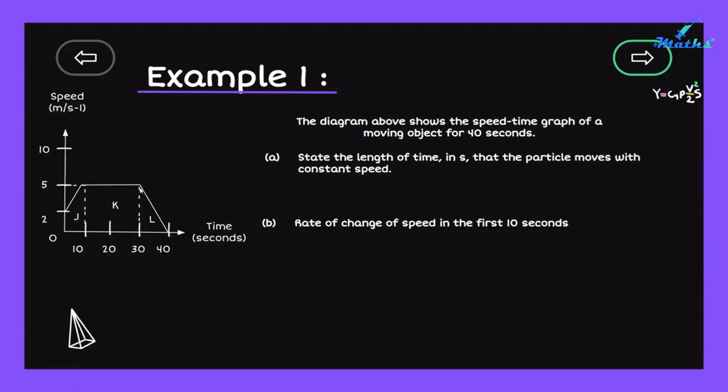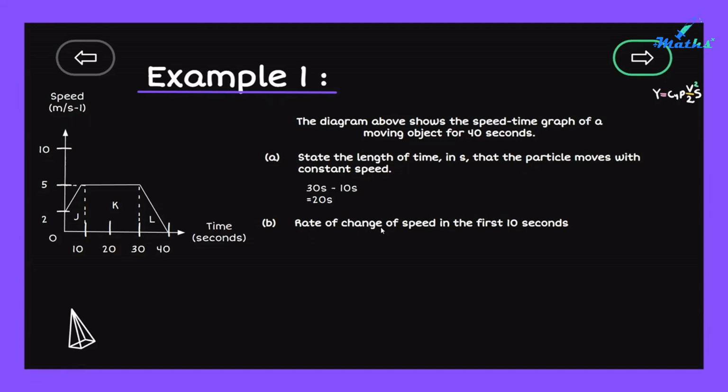This question asks you to state the length of time when the particle moves with constant speed. It is here, as you can see, because the speed is not changing and remains the same. It is constant speed. So we need to calculate the time here. We don't straight away take 30 seconds. We take 30 seconds minus 10 seconds, which equals 20 s. The s means seconds, it's the unit for second.